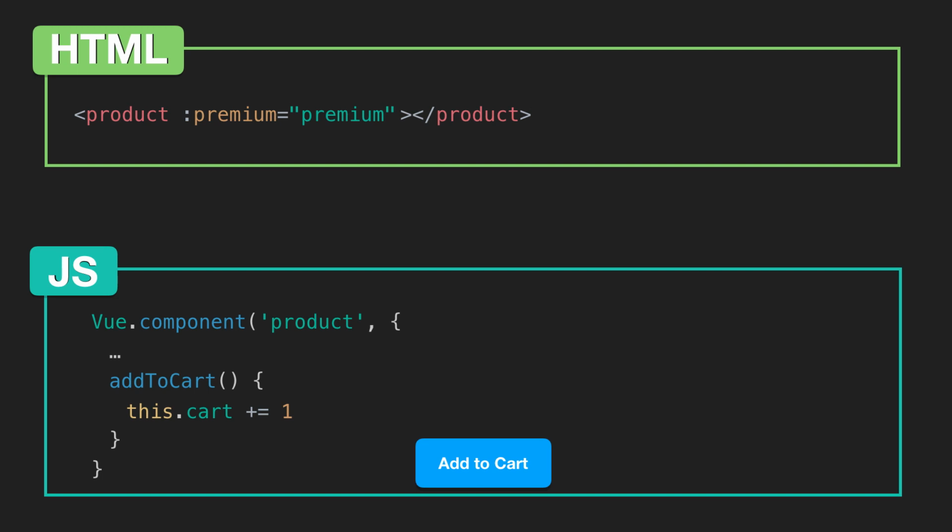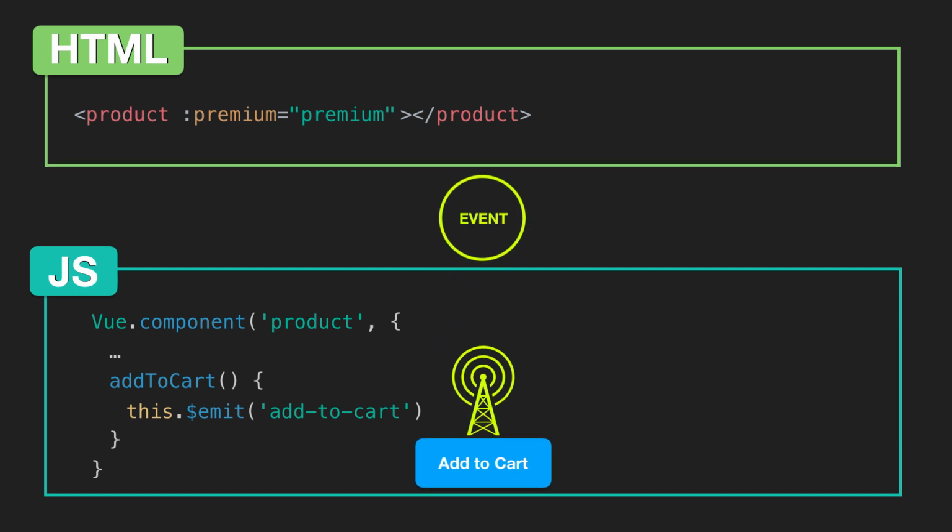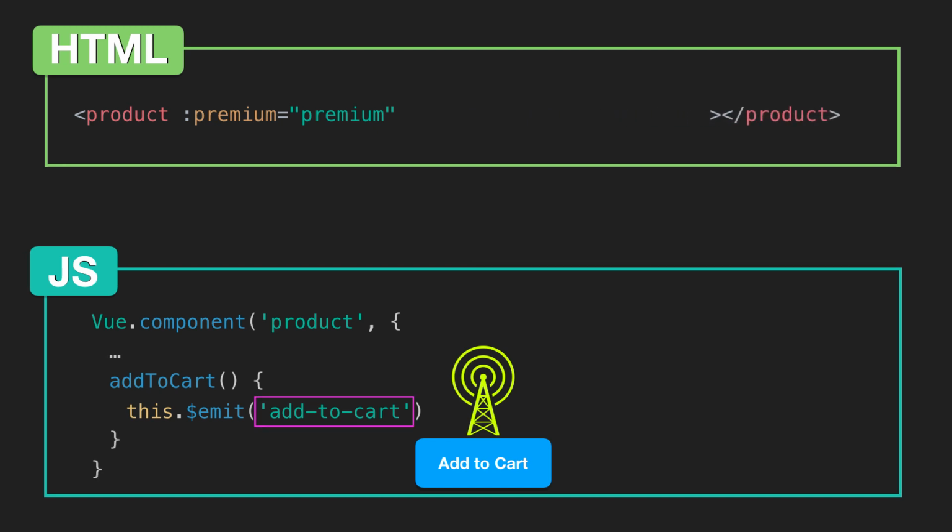Well, we can let our parent know the button was clicked by emitting an event with this.$emit, and then passing in a name for the event. We'll call the event Add to Cart since this is the name of the event associated with clicking the Add to Cart button. Now our button has the power to emit this event, but there's nowhere that is able to receive this emission. So let's add the ability to listen for that event on our product component by adding the shorthand for v-on and the name of the event we are listening for, Add to Cart.